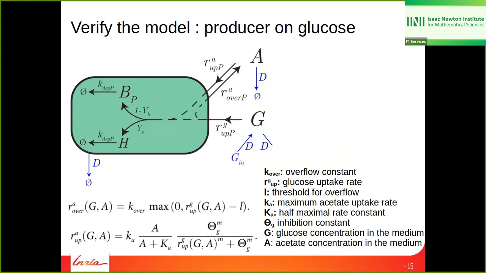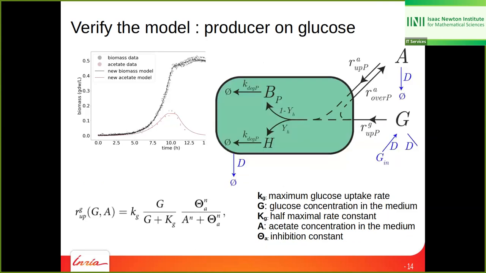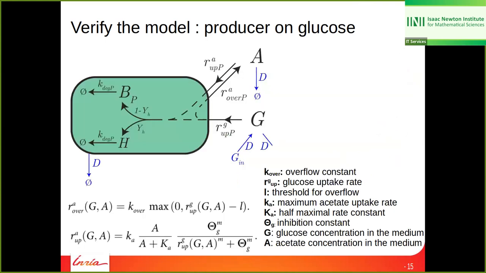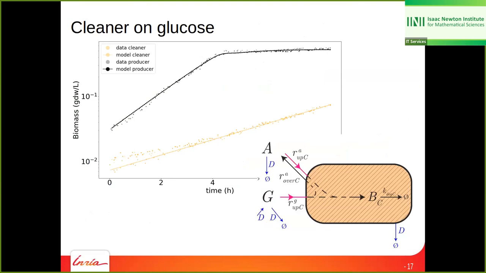And then the acetate uptake rate is actually subject to carbon catabolite repression. So if you're taking up a lot of glucose, then you cannot take up acetate, which then leads to indeed this diauxic behavior. Here you're taking up glucose, so this acetate is being excreted until you reach a certain low glucose uptake rate. So yeah, this is all quite phenomenological, right? We know these things happen, so we know they should be in the model.